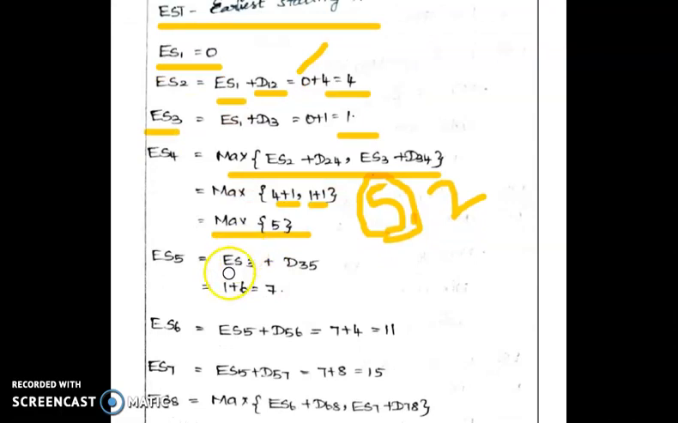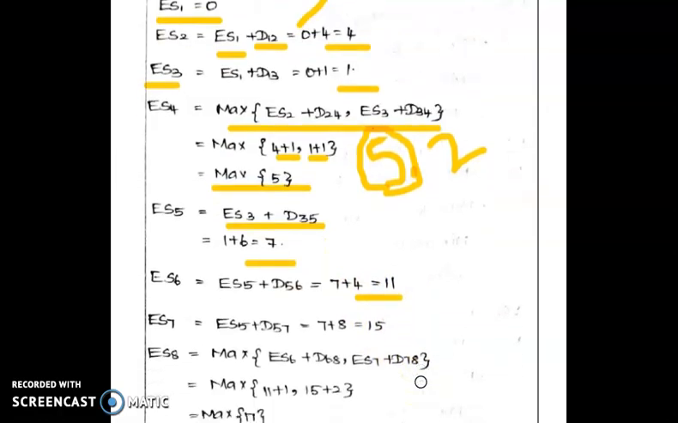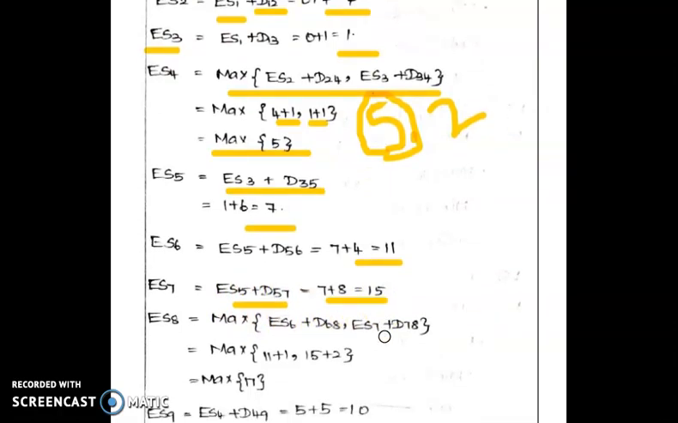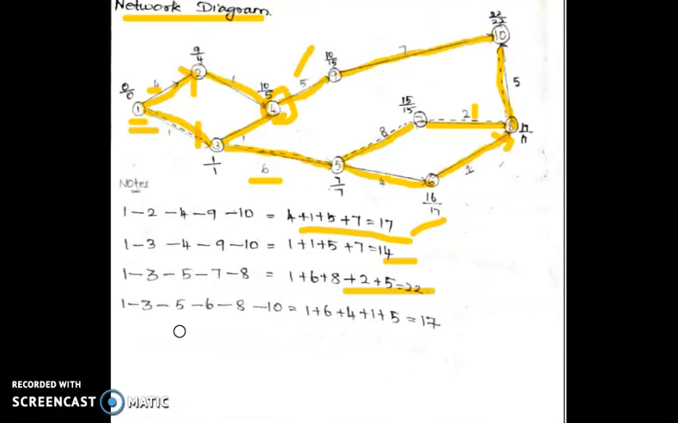ES3 plus 3,5 value, ES3 value will be 1 plus 6, ES5 equal to 7. Similarly, ES6 equal to 11 and ES7 equal to ES5 plus D5, 7 plus 8 equal to 15. And again ES8. ES8 means in a network diagram 8 should be go through, there are two possible ways. It is for 1, 3, 5, 7, 8, otherwise 1, 3, 5, 6, 8.